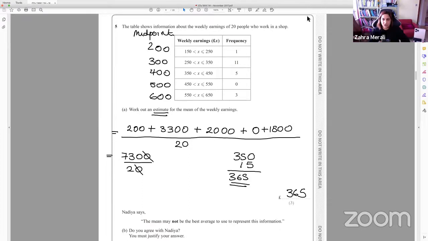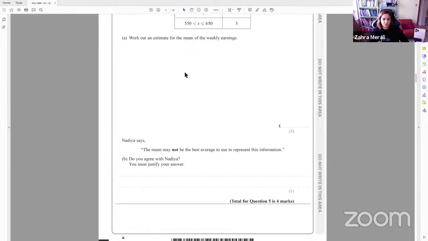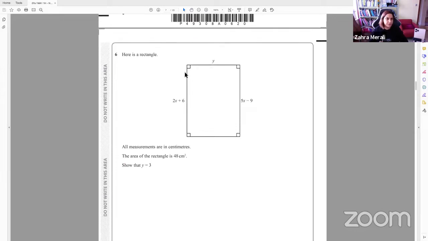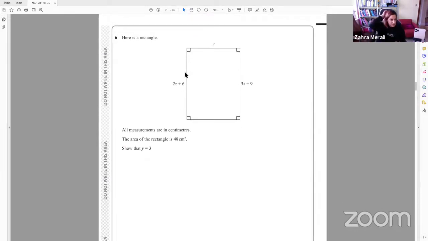Right, next question. So the next question we've got a rectangle here. All the measurements are in centimeters. The area of the rectangle is 48 centimeters squared, and we have to find what y is. So we know that the area is 48, but we also know it's a rectangle, which tells us that this side is equal to this side. So the two sides of the rectangle, we know that this must be the same as this, because the lengths are the same.